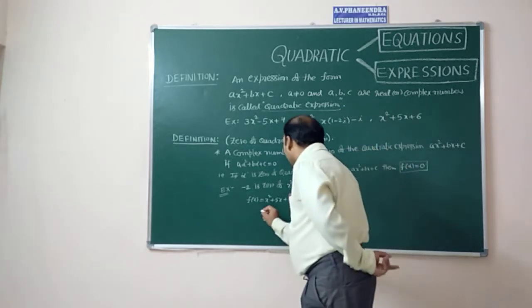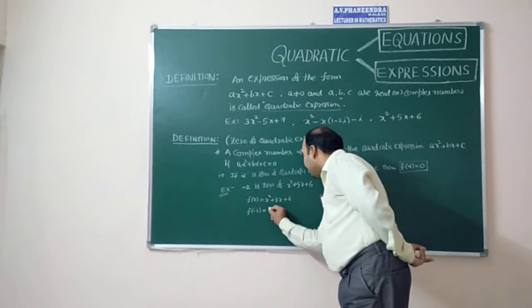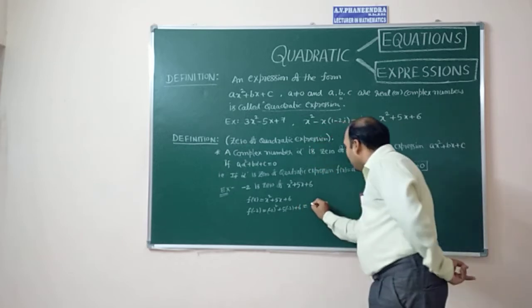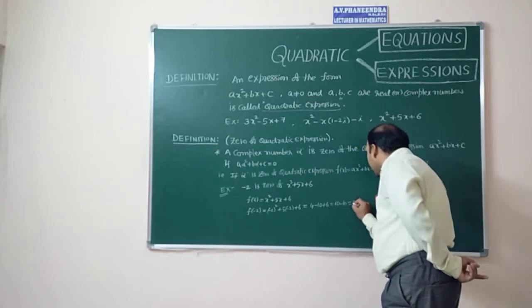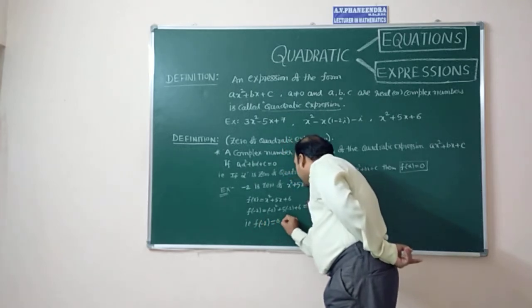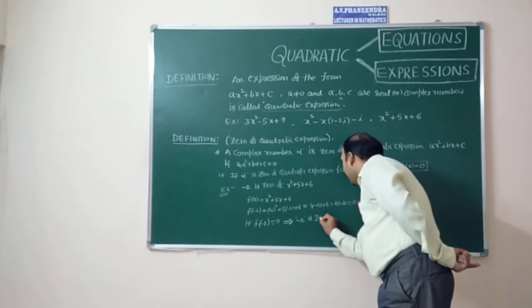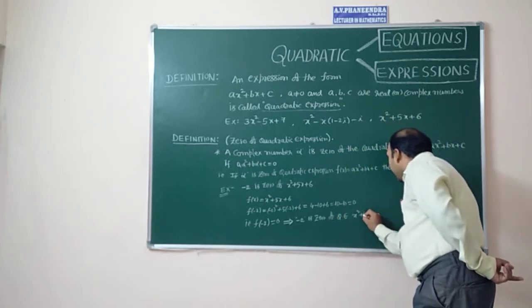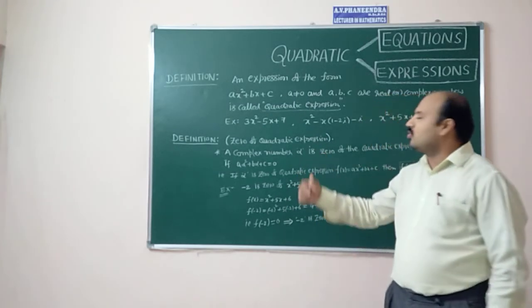So now I am calculating f of minus 2, which is equal to minus 2 whole square plus 5 into minus 2 plus 6, which is equal to 4 minus 10 plus 6. 10 minus 10, which is equal to 0. That is, f of minus 2 equal to 0. That implies minus 2 is a zero of the quadratic expression x square plus 5x plus 6. Like this you have to prove the zero of a quadratic expression.